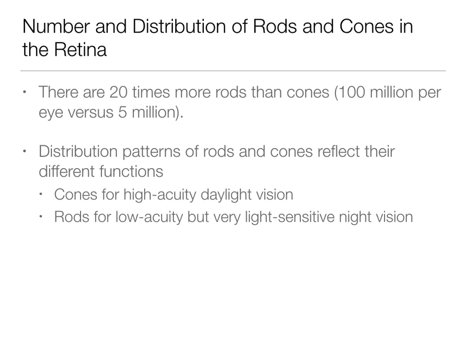There are some cones in there, but rods are doing dark vision and they're doing peripheral vision, whereas cones are primarily focused in the fovea, and that's where we're getting our acuity when we're focusing on something. That's where we're getting the differences in color. And again, the distribution patterns of rods and cones reflect their different functions. Cones are for high acuity, so you can see really well, daylight vision. Rods are for low acuity, but they're very light sensitive, for night vision.